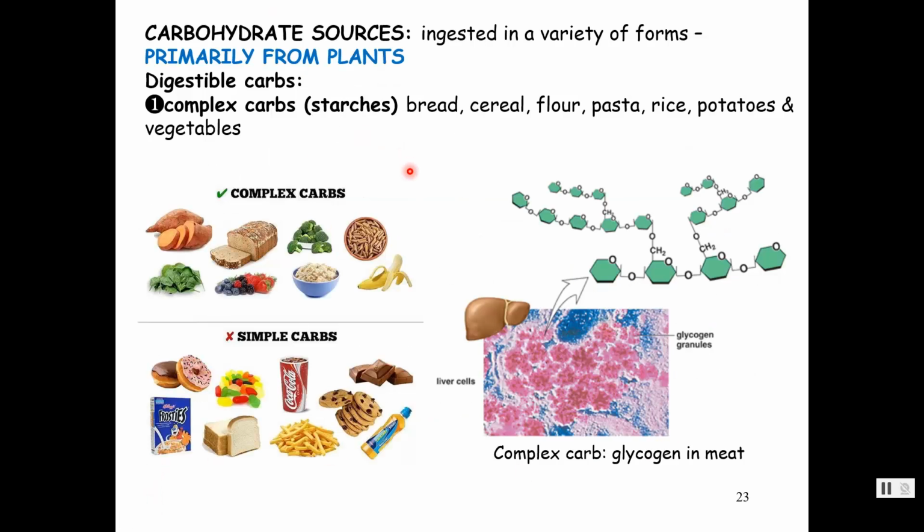Okay, so there are two types of carbohydrates: complex carbohydrates and simple carbohydrates. They're ingested in a variety of forms. Complex carbohydrates are large molecules, so starches. We talked about starch when we talked about digestion. Starches are in bread, cereal, flour, pasta, rice, potatoes, and vegetables. Those are our complex carbohydrates. Plants store their energy as starch, and we store our energy as glycogen. Whenever you eat meat, you're also getting some glycogen. So just large molecules.